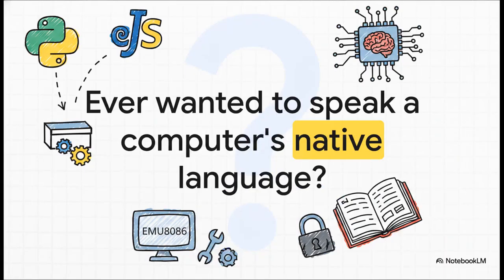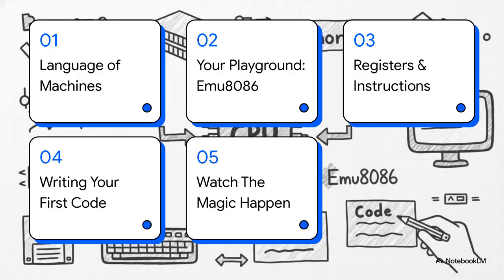When you think about it, languages like Python or JavaScript are fantastic, but they're translations. Assembly is the real deal. It's the native tongue, the secret language that processors actually understand, and today, you're going to learn how to speak it.